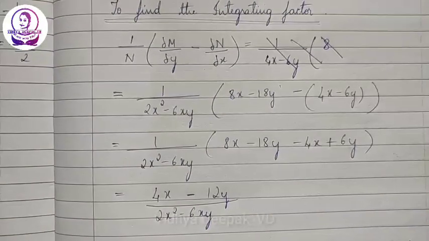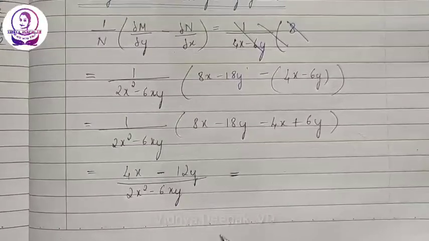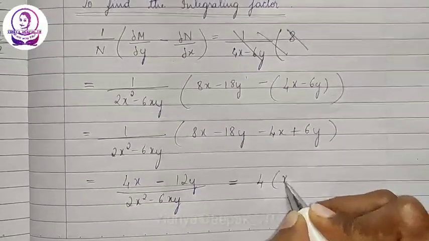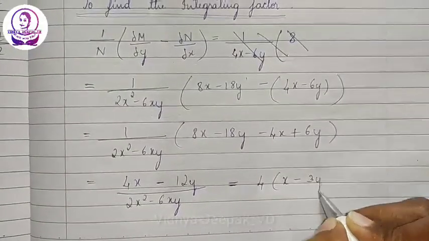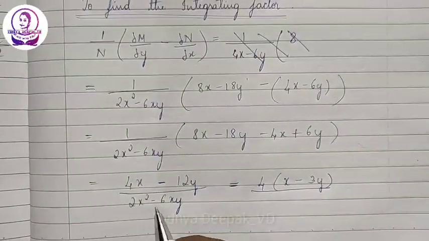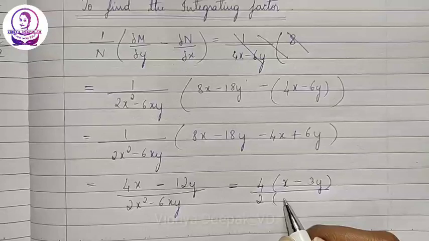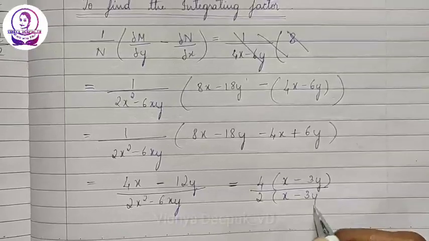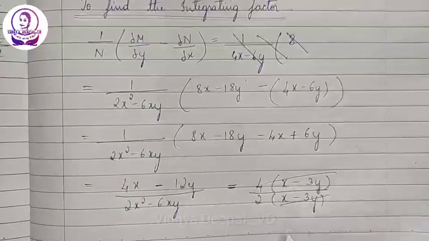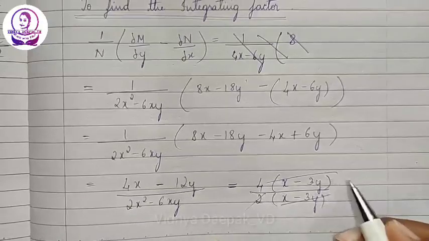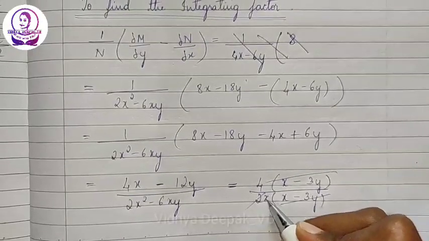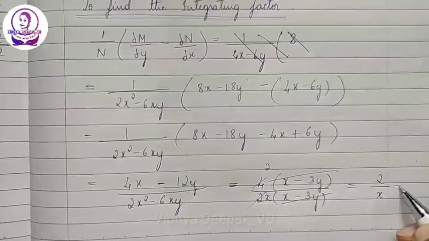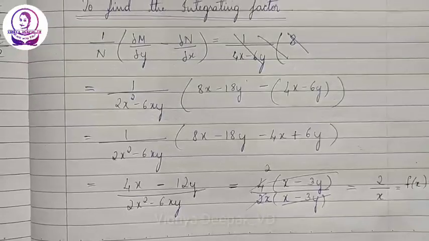Here we can take 4 common outside, so this is 4(x − 3y), divided by, taking 2x common from the denominator, 2x(x − 3y). So x − 3y gets cancelled. Taking the common x outside, 2 twos are 4, we are remaining with 2/x, which is our f(x).